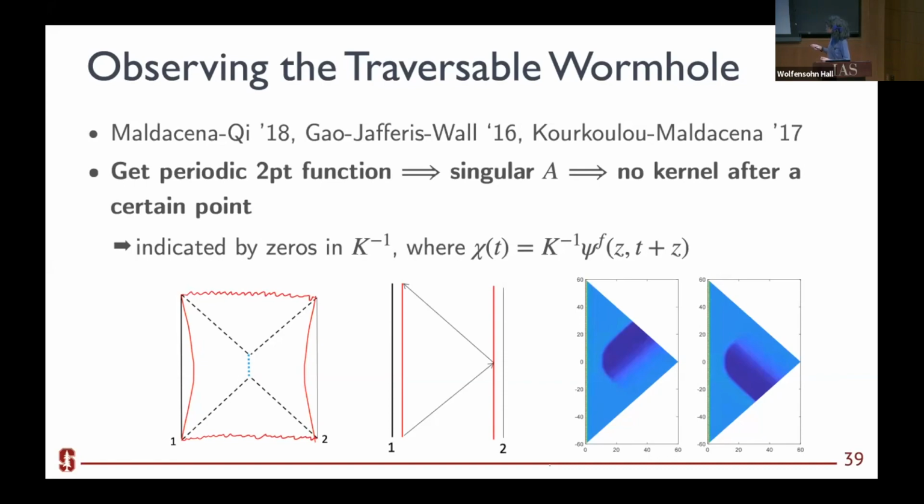And the way we look at this is we look at the inverse kernel, and this regime where we see a very dark blue is where we actually get zeros in the determinant of the kernel. So this is telling us about the fact that we've opened up a gap and have this finite geometry.